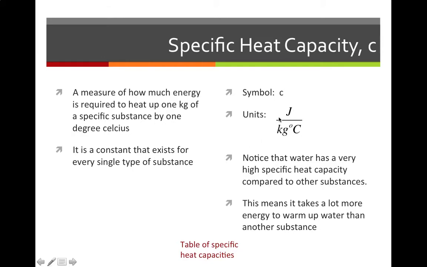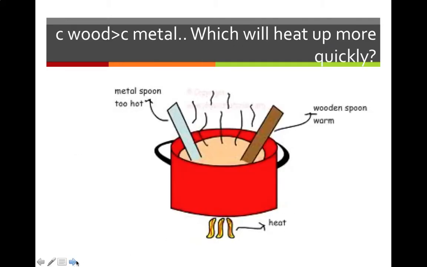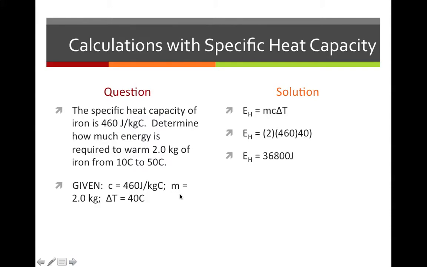Coming back, though. The units of C are confusing. I mean, they're not. They're joules: the amount of energy to change 1 kilogram by 1 degree Celsius. But you don't need to worry about the units very much. What you need to worry about is understanding what it means. If something has a big heat capacity, like if wood had a bigger C than metal, it means that if you had a wooden spoon and a metal spoon, the wooden spoon would change temperature more slowly than the metal spoon, just like the sand changes more quickly than the water.